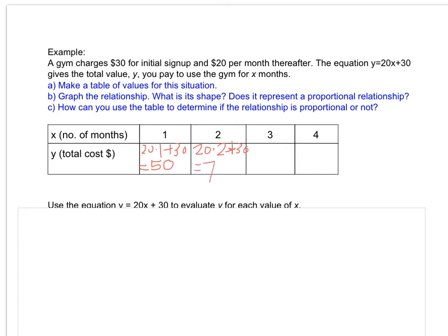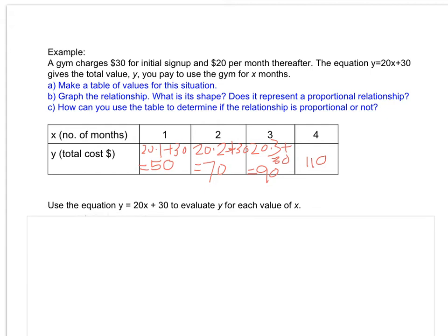And that is 70, okay? Likewise, when x is equal to 3, then I will have 20 times 3 plus 30, which is equal to 90. And lastly, 20 times 4 plus 30, that will give you $110. So this is how much you will pay. And then we are done. We are done making a table for this situation.